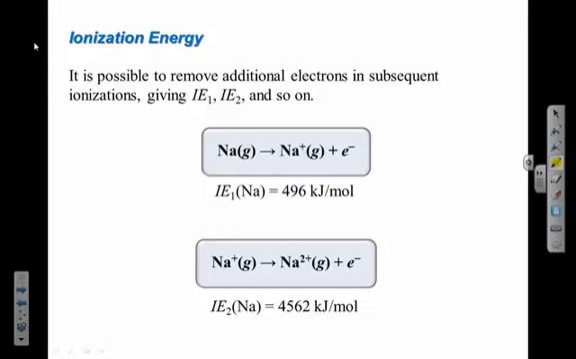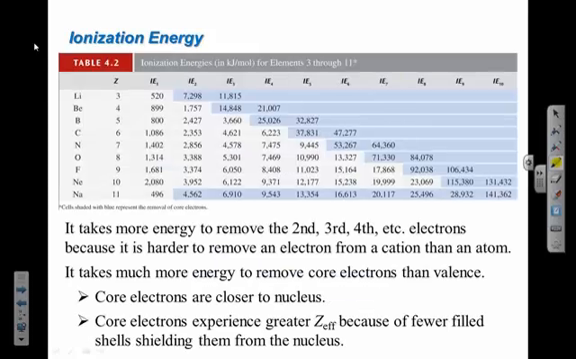So the second ionization energy, the energy required to knock a second electron out from sodium and give it a +2 charge, is much higher than the first one. So here we can see a variety of ionization energies for the first few elements on the periodic table. These are the energies required to knock all the electrons out. You can knock all the electrons out of an atom if you have enough energy.